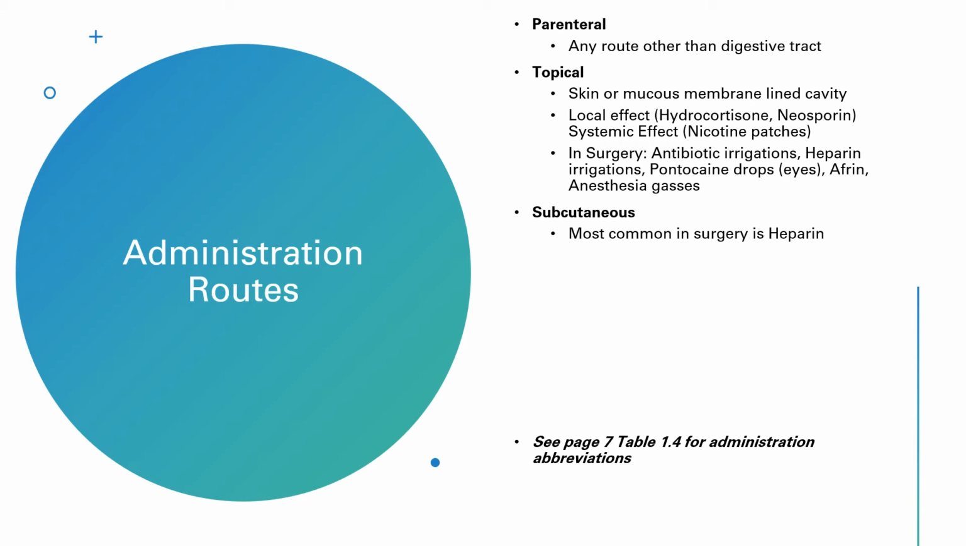Okay, we have subcutaneous. This administration route is given just below the skin into the subcutaneous layer. Common sites for this are usually the upper arm, the thigh, or the abdomen. The absorption for this is fairly rapid. And an example that we use in surgery, most common is going to be heparin. During cardiothoracic surgery, we will give a subcutaneous little dose of heparin to prevent any kind of PEs, pulmonary embolisms.